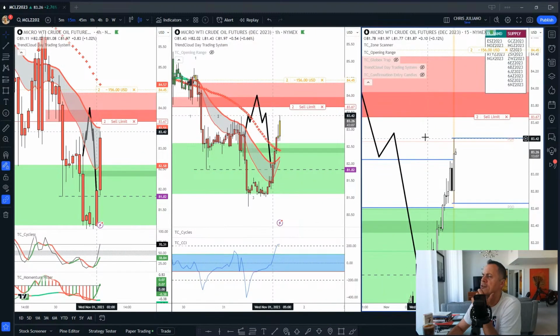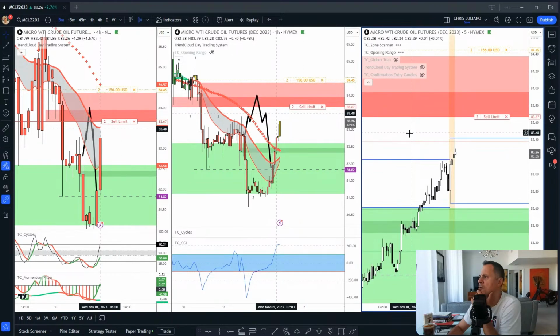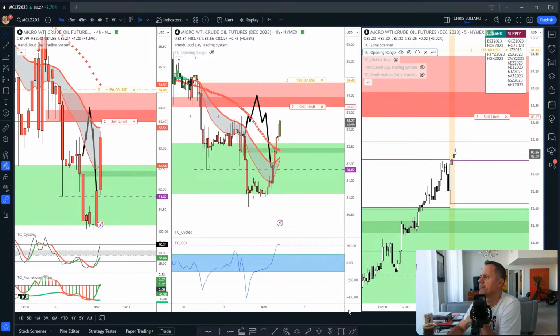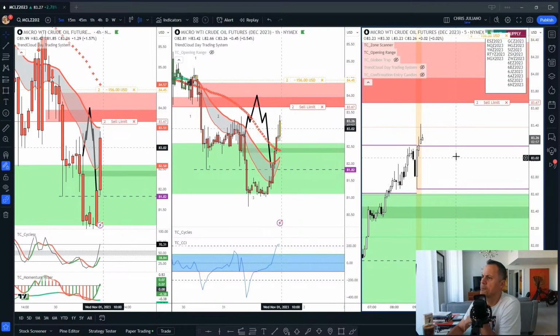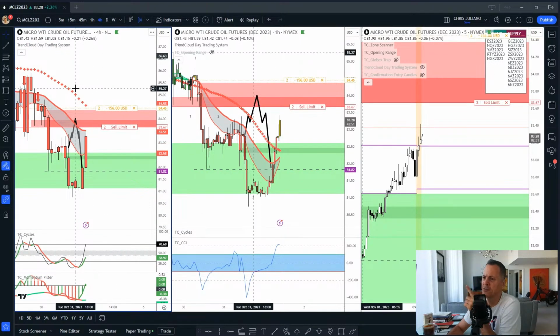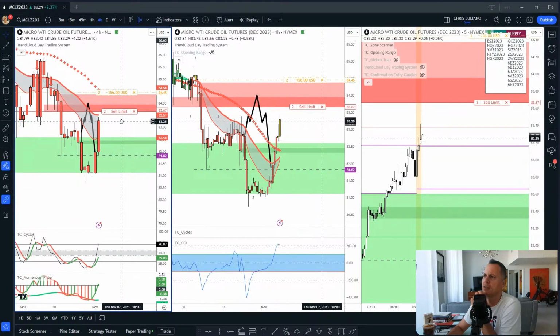Let's take a look. We've got to drop down to the 5 on crude oil to look at the opening range. Go to the 5-minute. Breaking out to the upside. Okay, makes sense. Now, we are in a downtrend on the high time frame. We are correcting. We're in a correction phase up into the high time frame trend cloud.